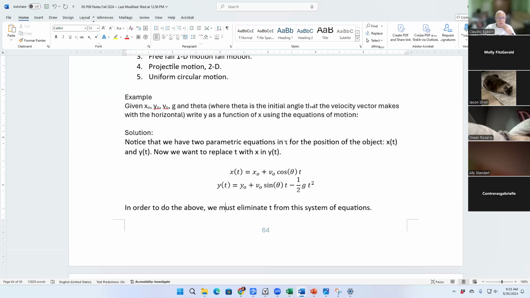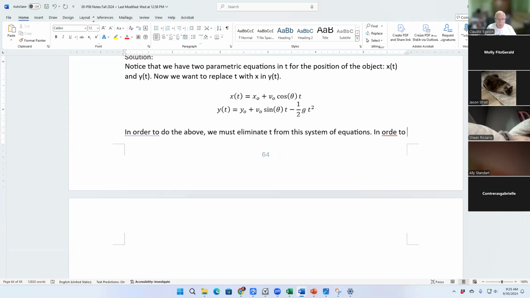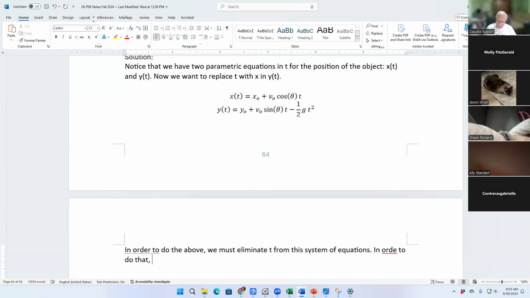Okay. That's what we want to do. In order to eliminate t from this system of equations, we must write t in terms of x or t in terms of y, as a function of x or y.